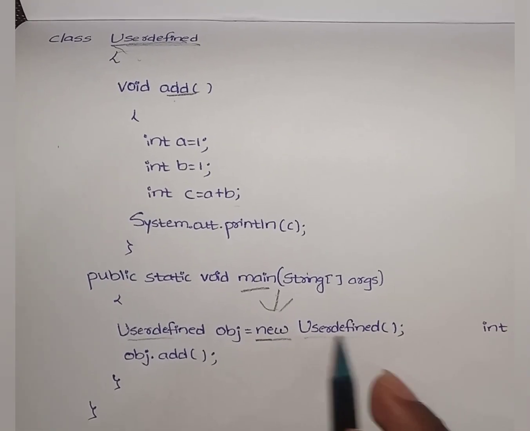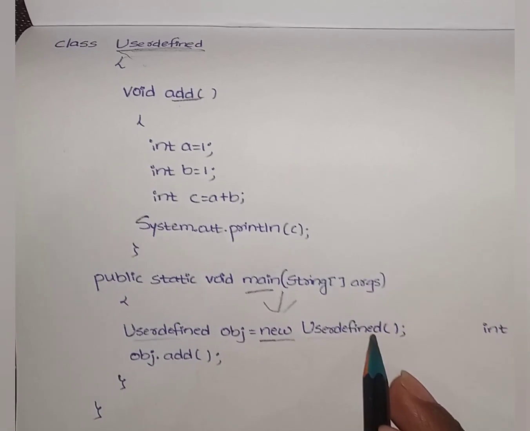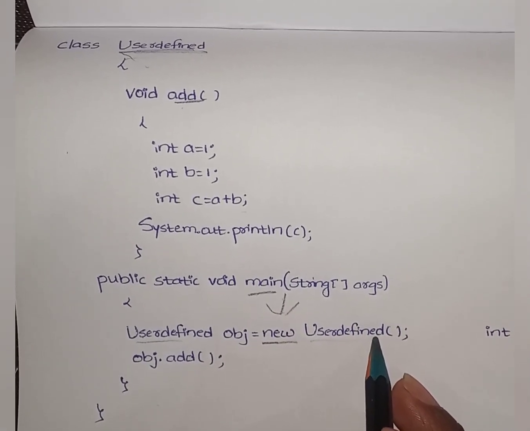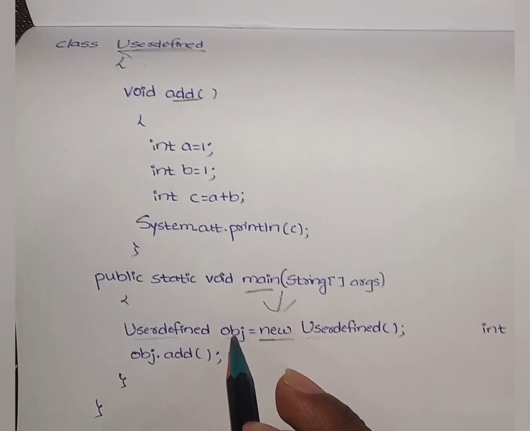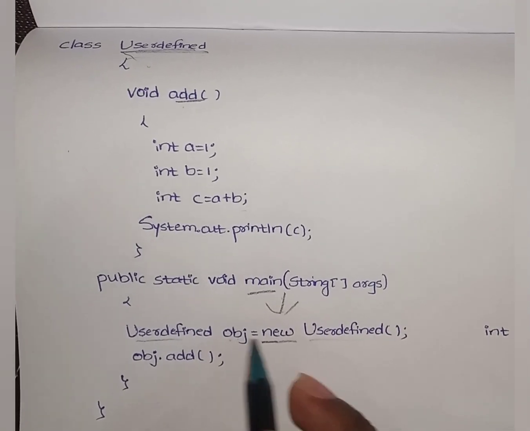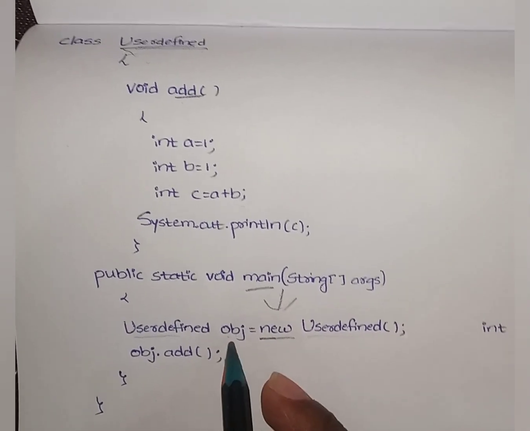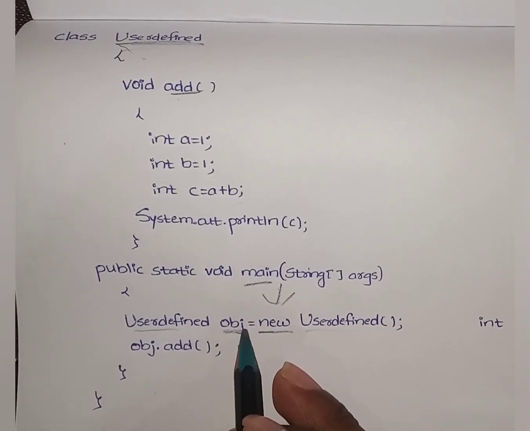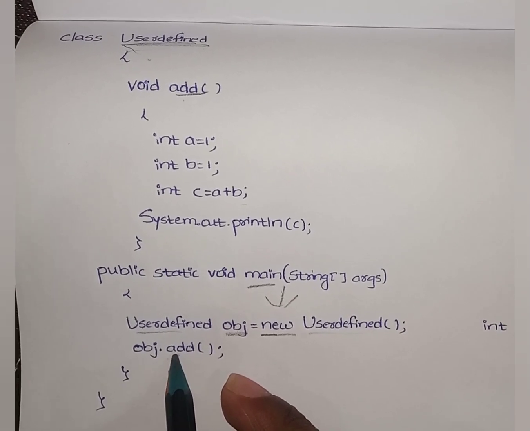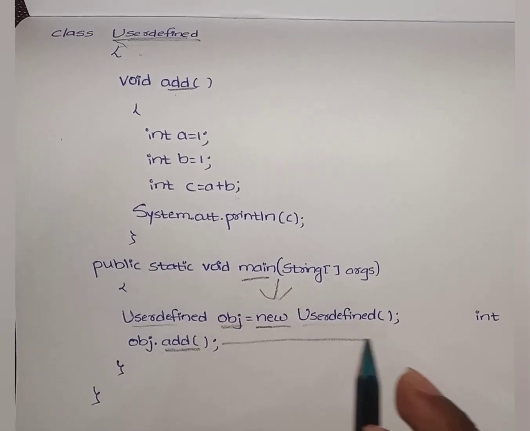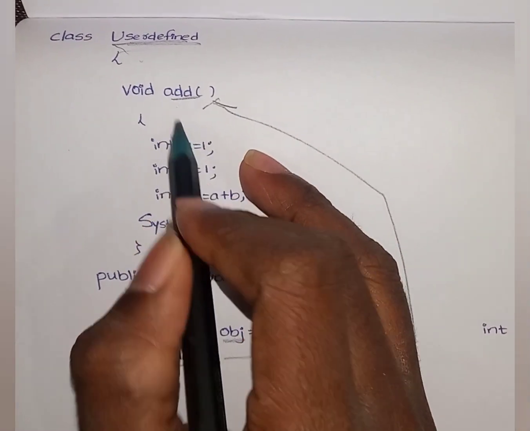This is normally the constructor. Once the object is created, user defined is the constructor that automatically gets called. Here obj is the reference variable that stores the address of the object created using the new keyword, and the object is normally created in the heap memory. With this reference variable obj, we are calling the user defined method add. Once this method is called, it executes this particular add method block.